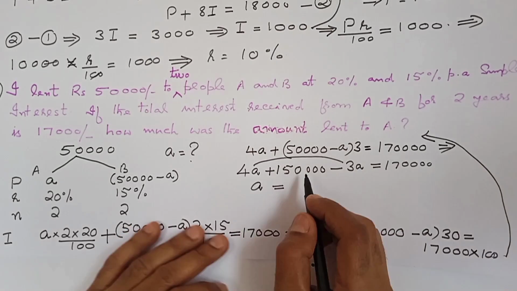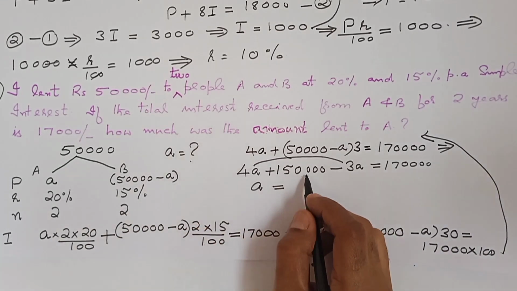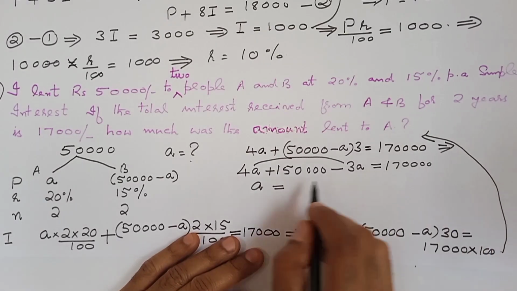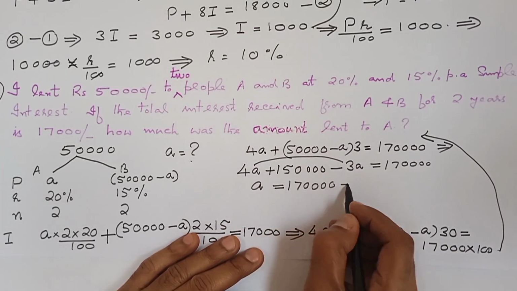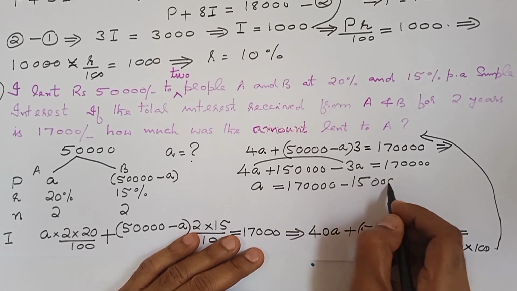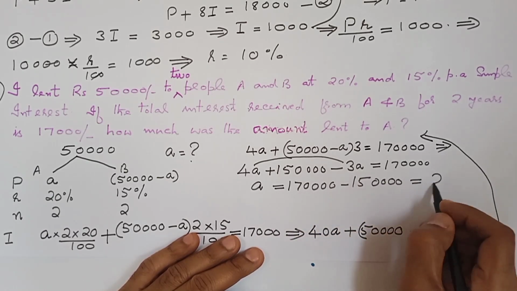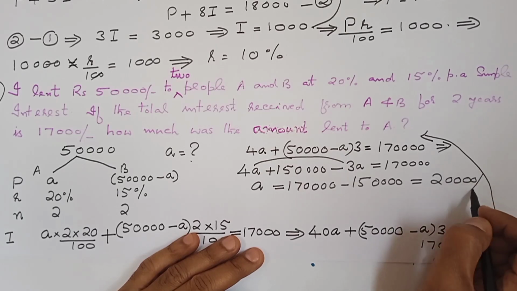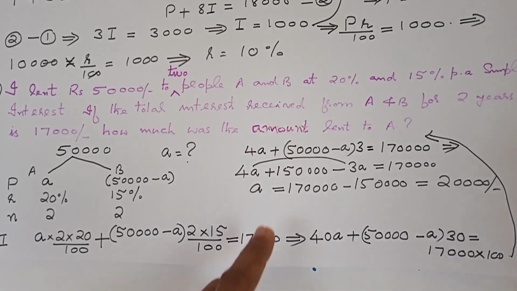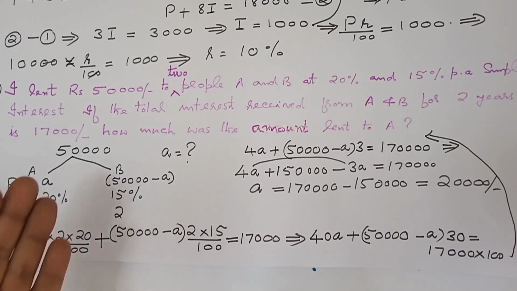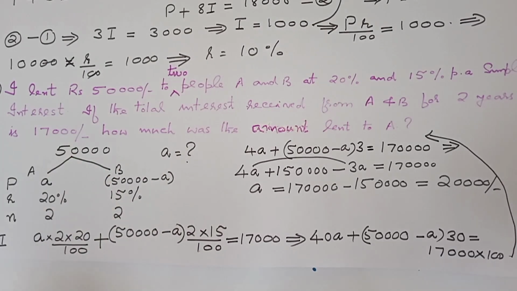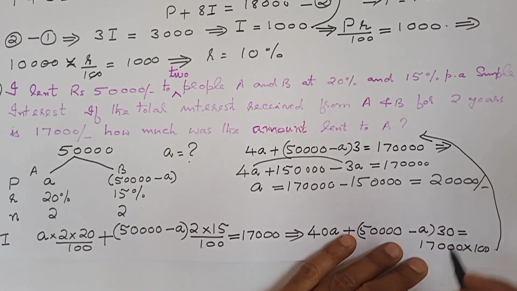Take 1,50,000 to the other side. Here 1,70,000. So when it goes to the right side, that's equal to 20,000. A is equal to 20,000. That's what we are asked to find out. Rather, the amount lent out of 50,000 to A is 20,000.